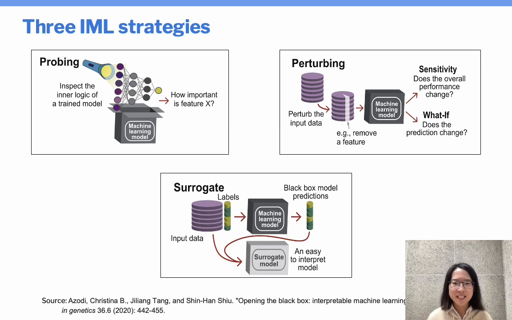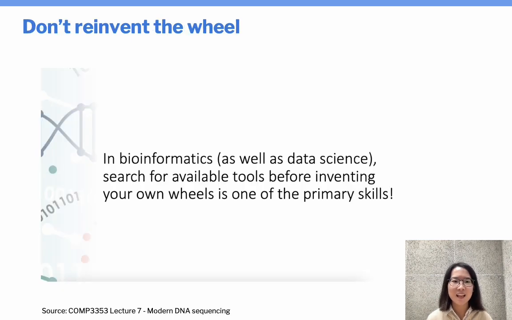The last strategy is called surrogate. Surrogate method trains a much simpler model called surrogate model to approximate the prediction of the complex black box model. By looking at the explanation of the surrogate model, you can explain how the black box model makes a prediction. A gentle reminder, whenever you encounter some problem and you believe that you need some interpretability method, the first thing you want to do is to search online before you reinvent the wheel.